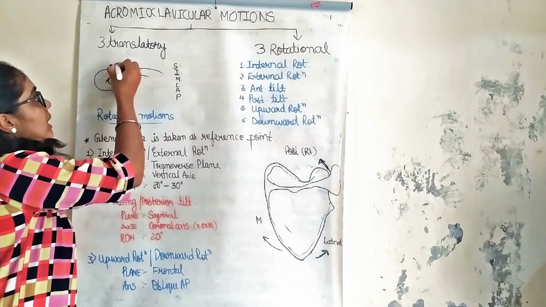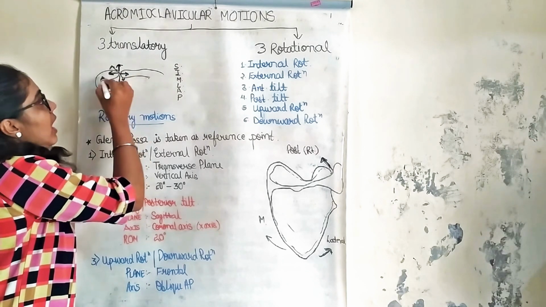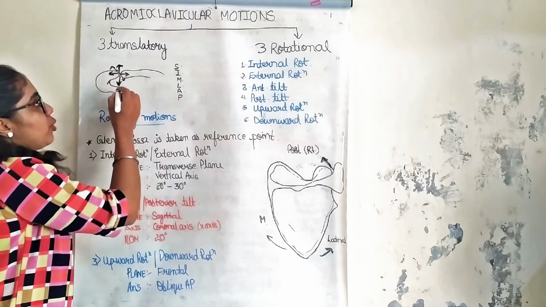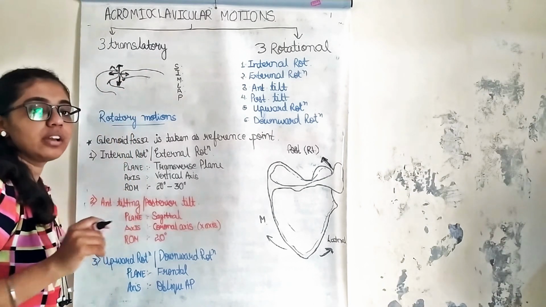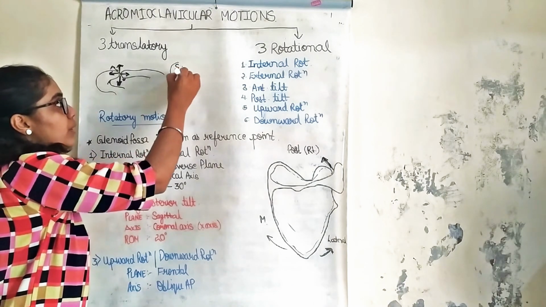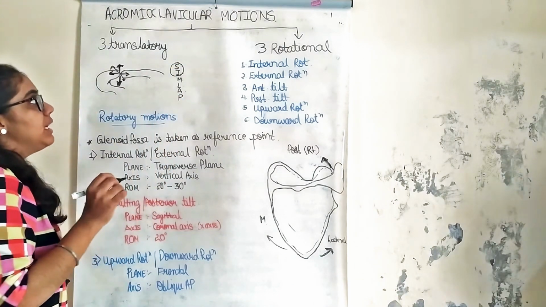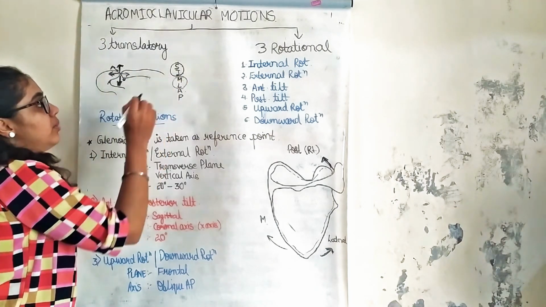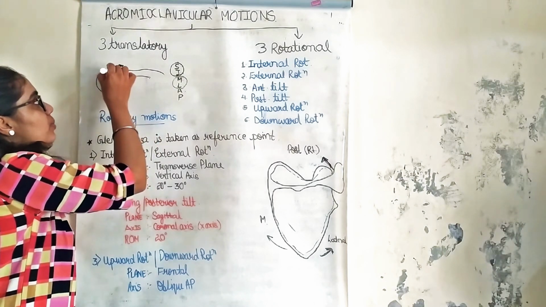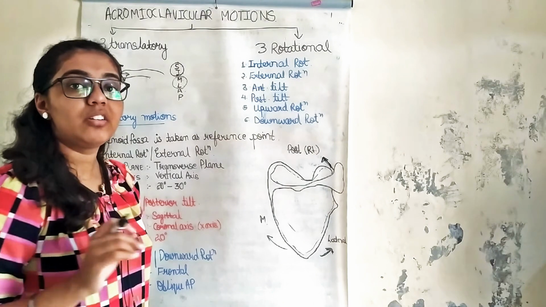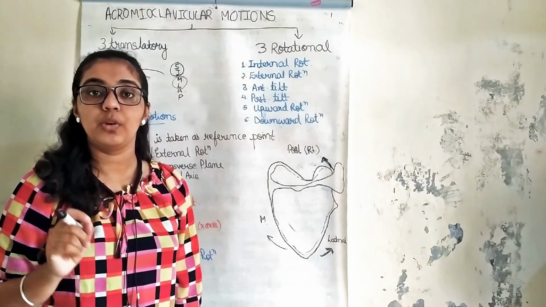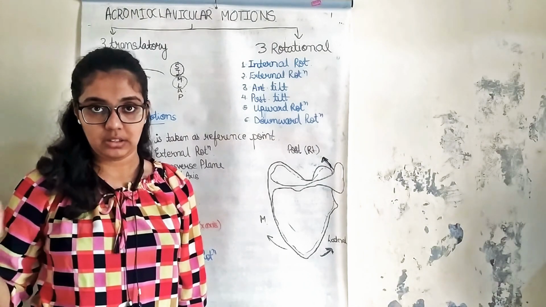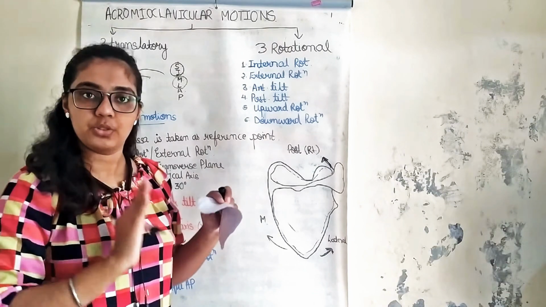First is superior and inferior. If this is the clavicle and this is the acromion process, then one motion occurs in the upward direction, that is superior, and another in the downward direction, that is inferior. Second is medial and lateral. Third is motion in the anterior direction and in the posterior direction. So these are the three translatory motions occurring at the acromioclavicular joint: superior, inferior, medial, lateral, and anterior, posterior.